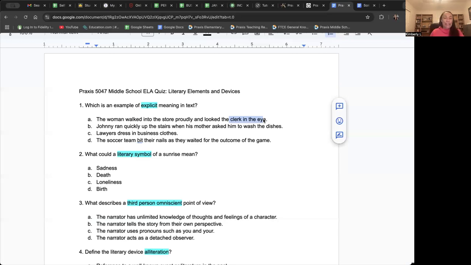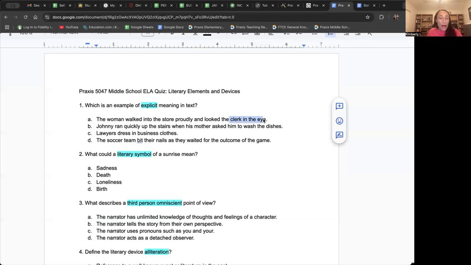When I think of sadness, I think of probably clouds, gray clouds gathering together, but not a sunrise. So we're going to take out sadness. Next, we have B, death. Definitely don't think sunrise is associated with death, so we're going to get rid of that one. Loneliness, maybe, but that's a stretch. I would say loneliness is depicted maybe by a lone figure in a vast landscape. That would be more representative. And finally, we have birth, which is our answer, because sunrise is the beginning of things, the start of something, birth.